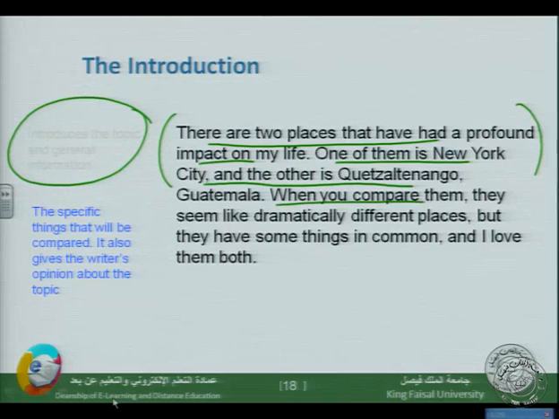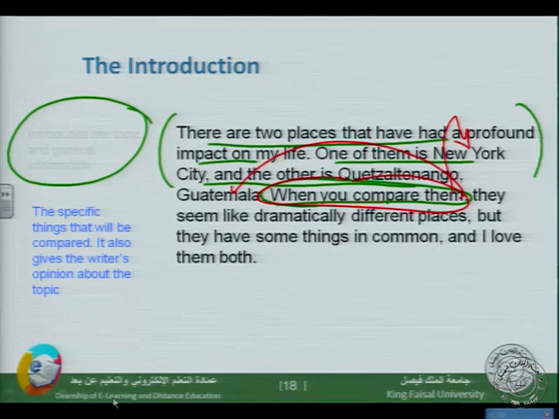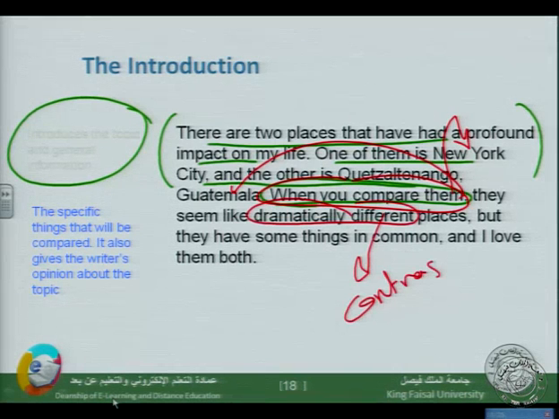So here, this sentence tells you the comparison: when you compare them, refers to Guatemala and New York. So from this statement, this dependent clause, you will come to know that we have a comparison essay, okay? And if you read, they seem dramatically different. So different means contrast, and compare means similarities.